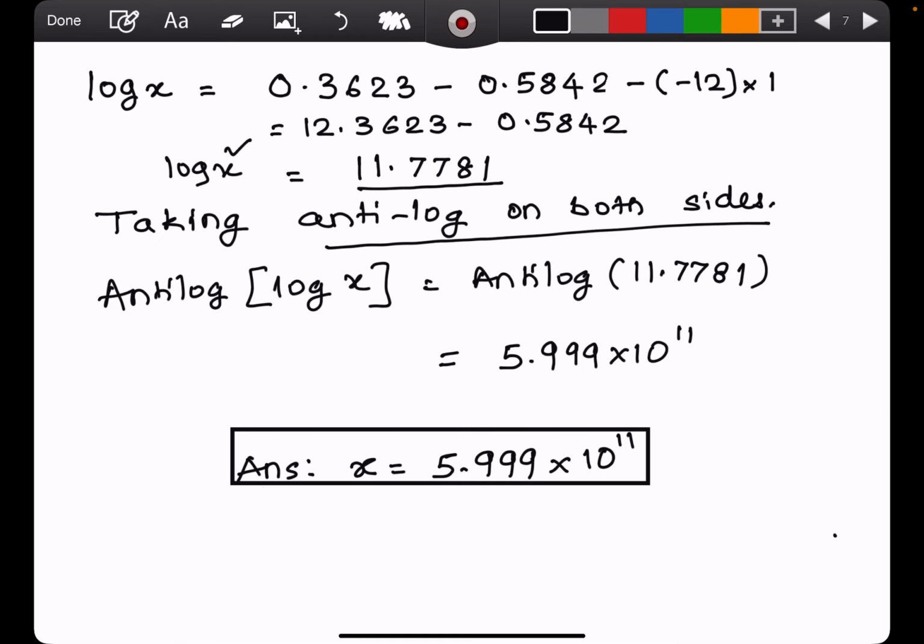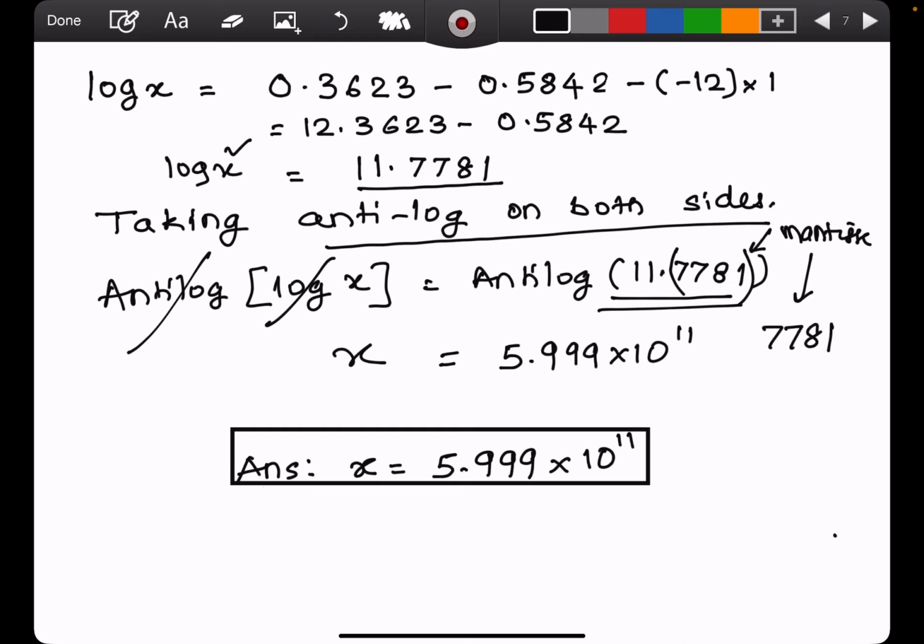So we take anti-log on both sides, this anti-log gets cancelled and you get x, and you have to find the anti-log of this term. For finding the anti-log of this term, you need to consider only the mantissa part. The mantissa part is 7781. This you have to see from the anti-log table. And for the characteristic part, you simply multiply this with 10 raised to the characteristic.